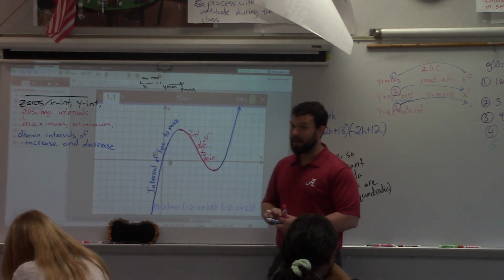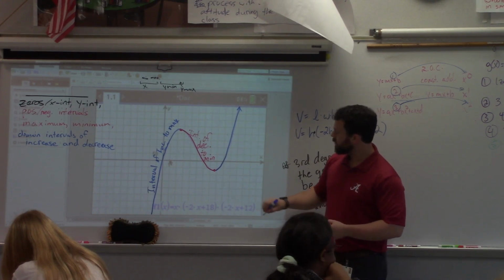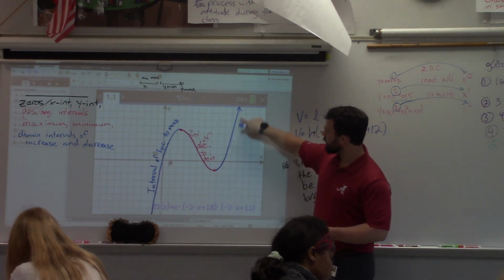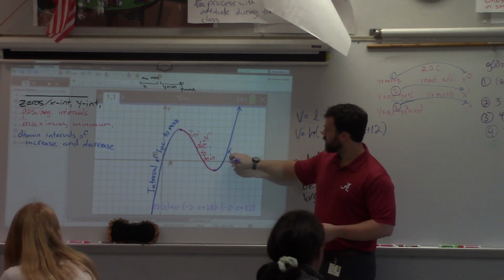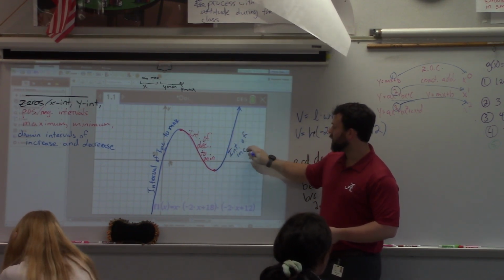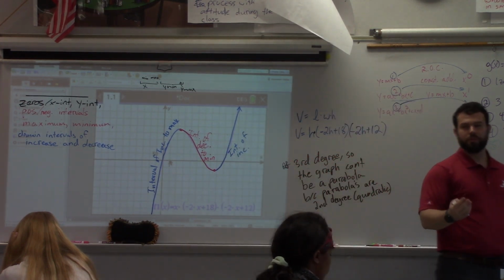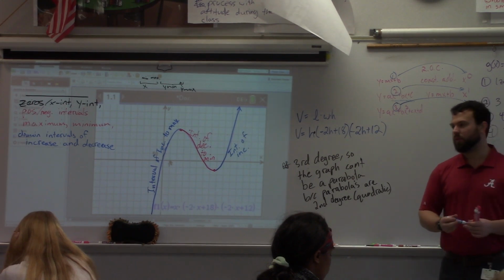And we're going to talk about how to write the notation for this soon. And then what comes after this? Increase. Interval of increase. And it just keeps increasing forever because there are no more zeros. It doesn't have to turn around anymore.